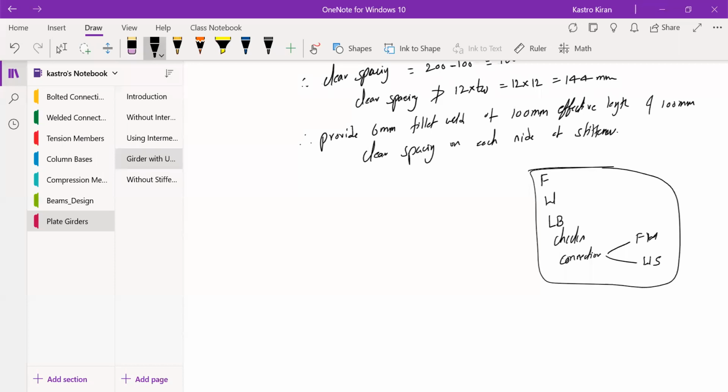Okay, so this is the entire process of the design of a plate girder when you have the combination of loads. In the next class, we'll discuss another model problem, which is the last model problem, that is without using any stiffeners. That means you are not going to use intermediate stiffeners, and you are also not going to use end bearing stiffeners. How to design such a plate girder, we'll discuss in the next class.